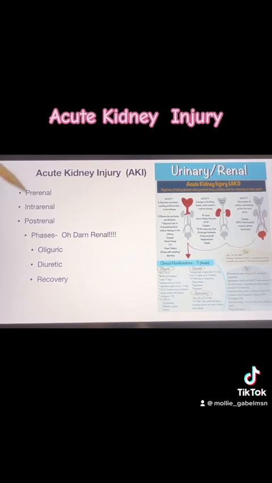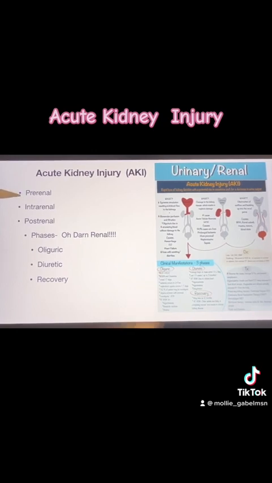There are three types of potential causes, and AKI is the acute, rapid loss of kidney function. You will possibly see a rise in the creatinine because you're going to hold on to the waste products. You're going to see a rise in your BUN, and you're going to see a decreased urine output typically. And we're going to talk about those in the phases.